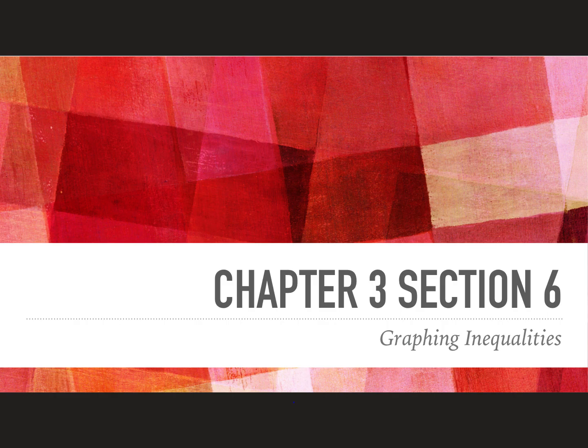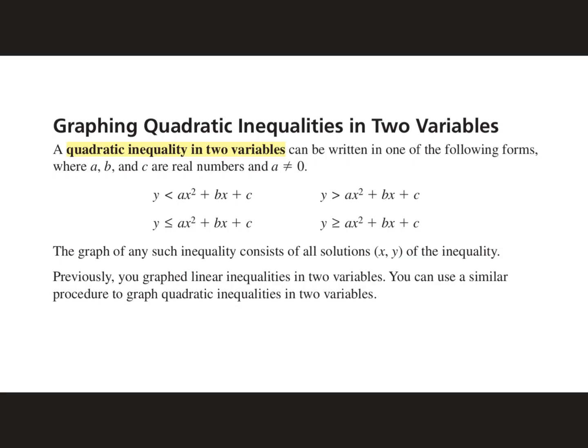Alright, so next we have chapter 3, section 6. We're going to be graphing inequalities. So a quadratic inequality in two variables can be written in one of the following forms, where a, b, and c are real numbers and a is not 0. So we are still dealing with quadratics, which, if you remember, is a parabola-shaped graph.